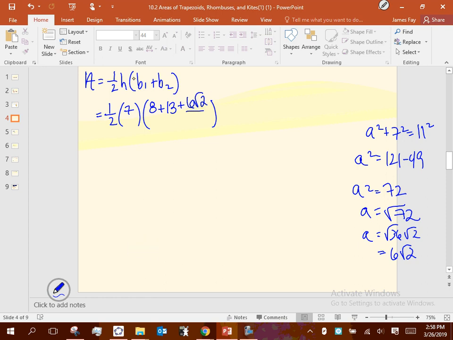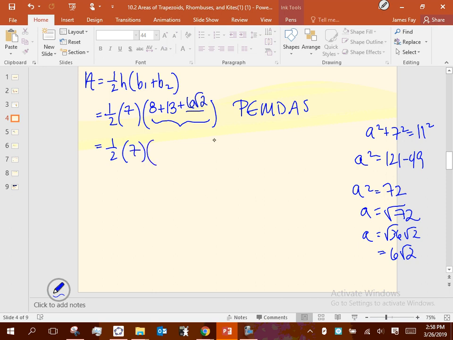I wanted some room here. If I'm going to go through order of operations, it tells me to do parentheses first, right? Now, not only do we have order of operations here, but we have objects that are not like terms. We have some rational numbers. 8 and 13 are rational. 6 radical 2 is irrational. Only rational numbers work well with rational numbers through addition and subtraction. So I can only change this to 21 plus 6 radical 2.